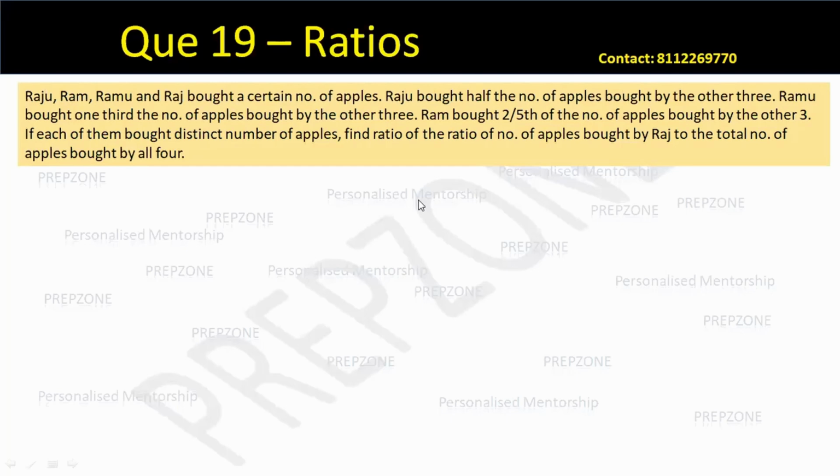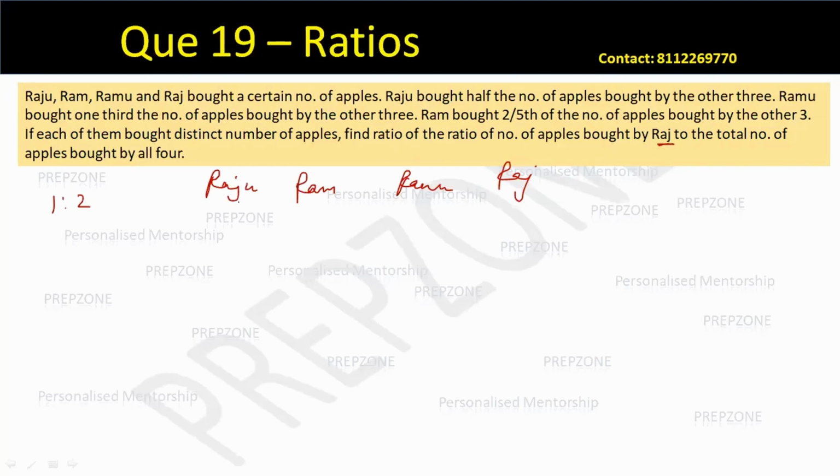It says Raju, Ram, Ramu, and Raj bought a certain number of apples. This is Raju, then Ram, then say Ramu, and Raj. Now what is given to us is Raju bought half the number of apples bought by the other 3. Which means if the other 3 have bought 2x, Raju has bought x. So Raju to others is 1:2. Then Ramu bought 1/3 the number of apples bought by the other 3, and so on. Find the ratio of the number of apples bought by Raj to the total number of apples.